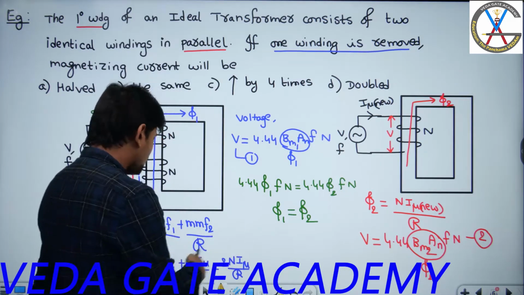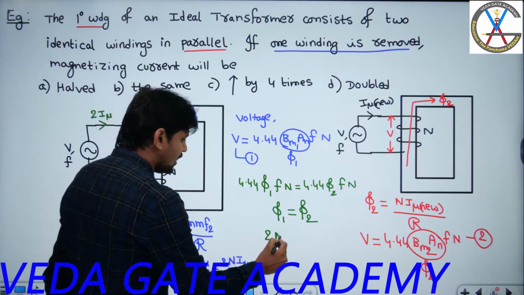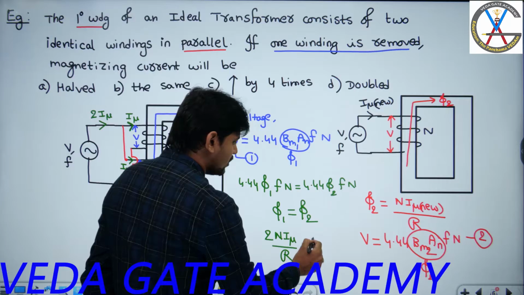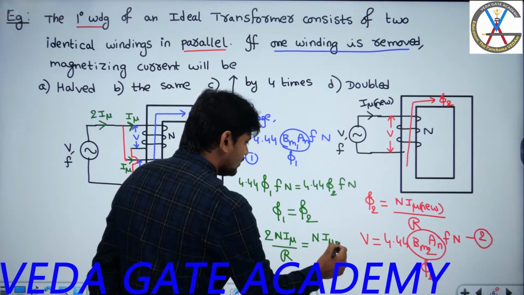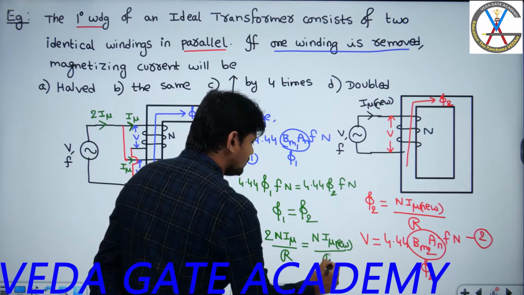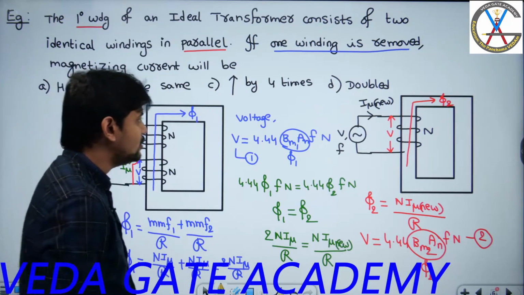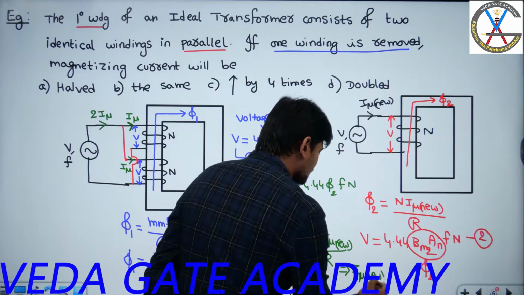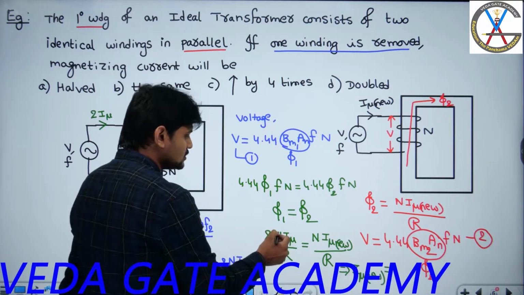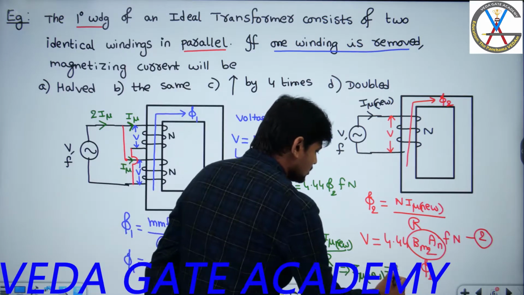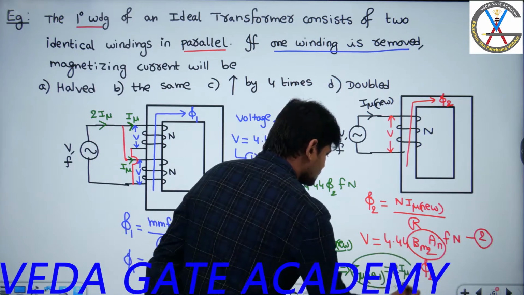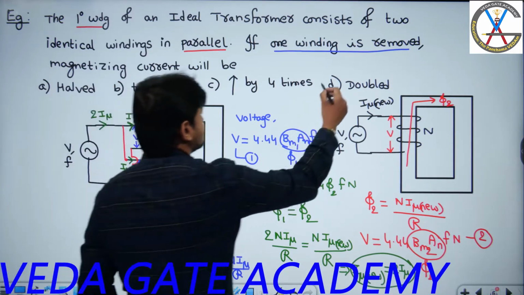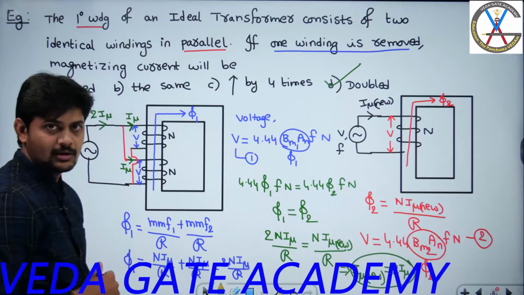So what is the value of phi 1 we got from the first case? 2 into N I mu divided by the reluctance. Whereas in the second case, what is the flux phi 2 we got? N into I mu divided by the reluctance. So from here, can you tell me what is the final answer? The new magnetizing current I mu will be how many times the original value? This N will get cancelled, R will get cancelled. You are going to get 2 times the magnetizing current. So what is the answer? The magnetizing current gets doubled. Have you understood?